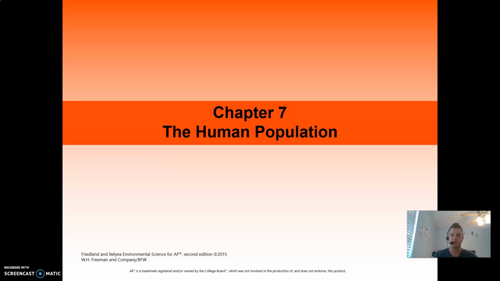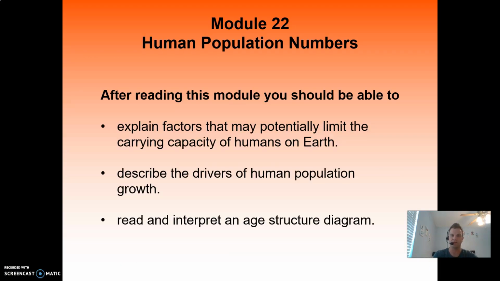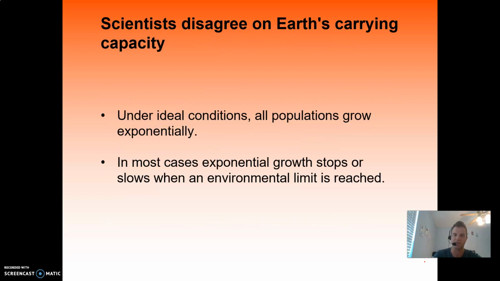So the human population. After reading Module 22, we're going to be basically talking numbers in this section. After this, we'll be able to explain factors that may potentially limit the carrying capacity of humans on Earth. If you remember what carrying capacity was, it would be the resources needed to sustain life in an ecosystem of a population. So when we talk about human population, what are the things we need as humans to survive? We're going to describe the drivers of human population and growth, what causes population growth, and we're also going to read and interpret age structure diagrams.